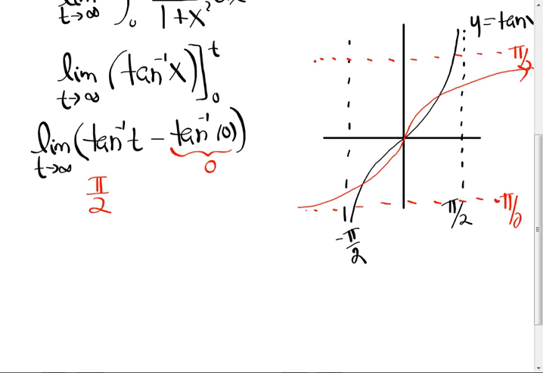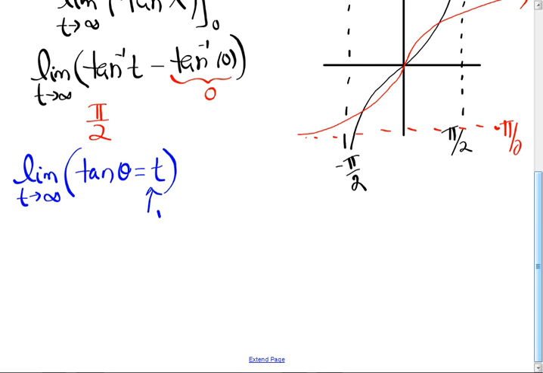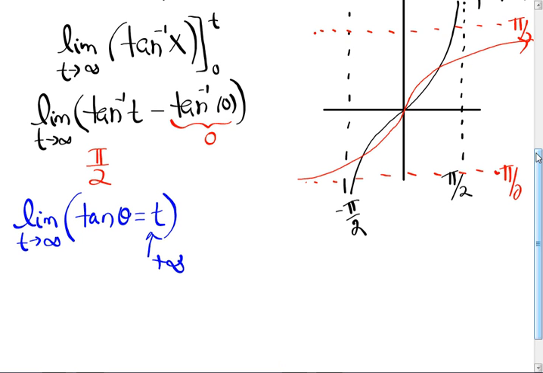Otherwise, I could think of it in a different way, because I don't have any problems drawing the inverse tangent function. That one I'm okay with, but the sine and cosine can be a little trickier. This really is the limit as t goes to infinity, and I'm going to rewrite this. The tangent of my angle is equal to t, because I prefer to think of inverse tangents as angles. So the tangent of what angle is going to positive infinity? Pi over 2. There it is.